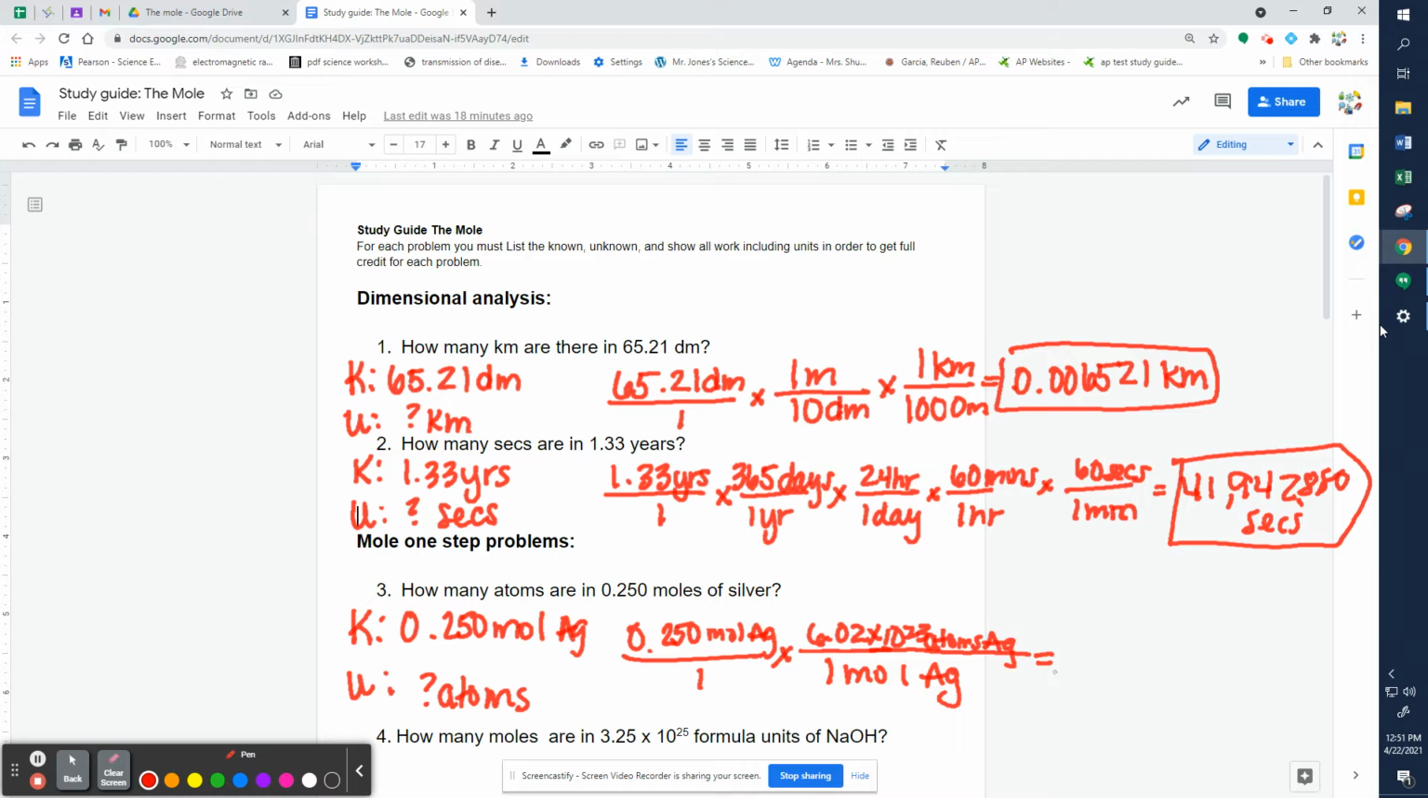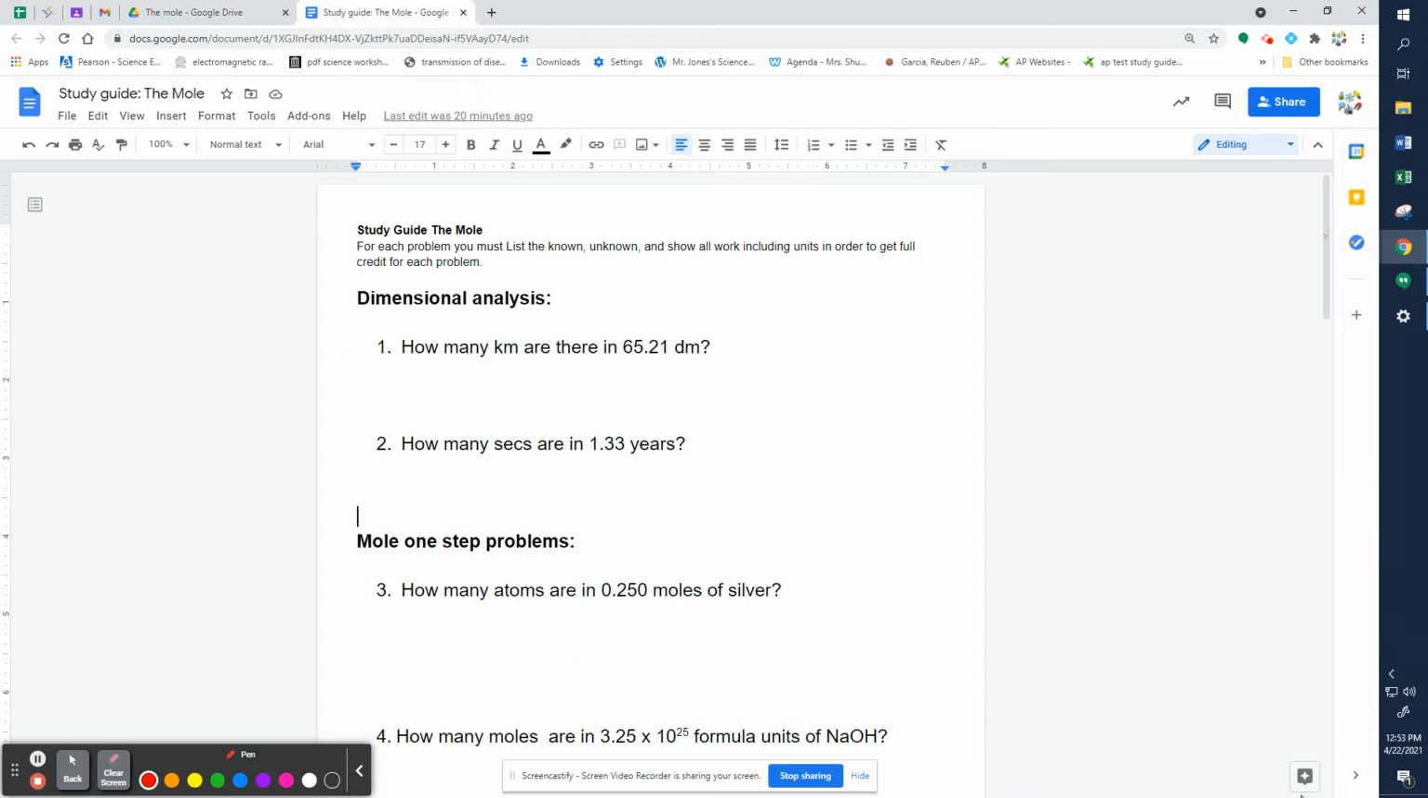And then we're going to multiply that out and get our answer. When we multiply that out, we're going to end up with 1.51 times 10 to the 23rd atoms of silver. Go ahead and pause it if you need to write any of those 3 down. And I'm going to clear all of that writing. And we're going to move on to number 4.